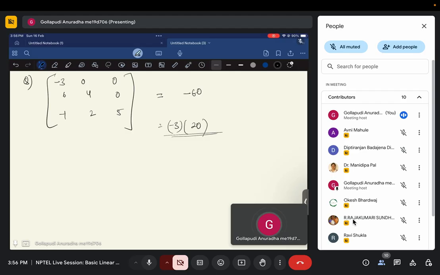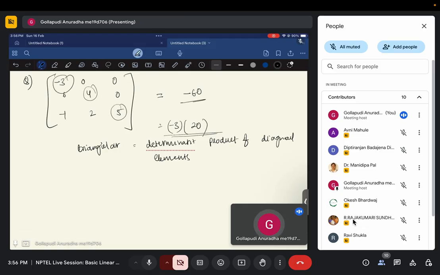So what I'm saying is, when it is a triangular matrix, the determinant is just the product of diagonal elements. Okay, so if you just take the product of the diagonal elements, then you are getting the determinant. Okay, let's take one more question.